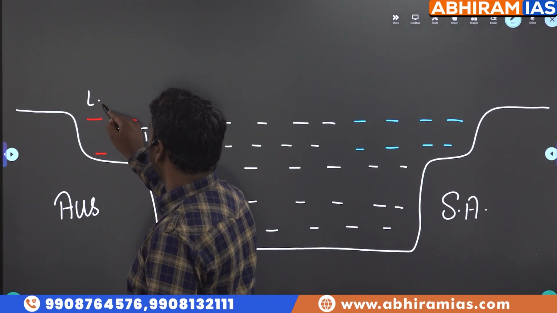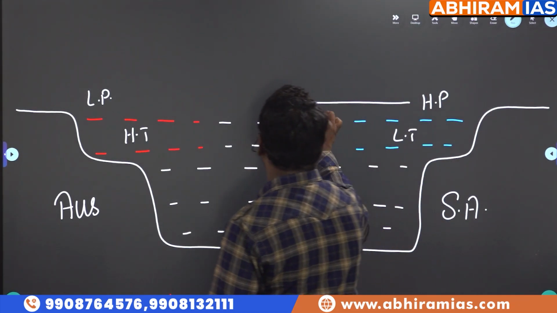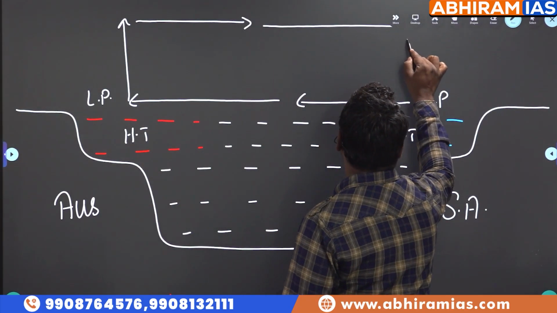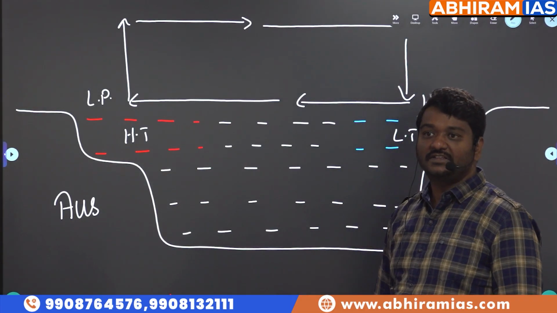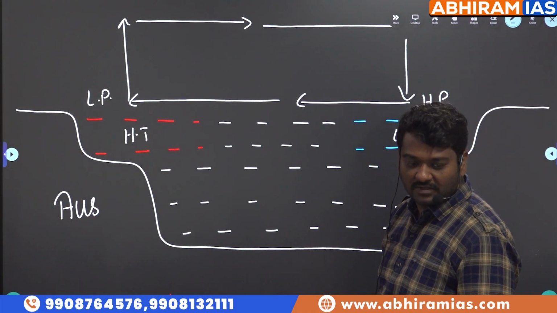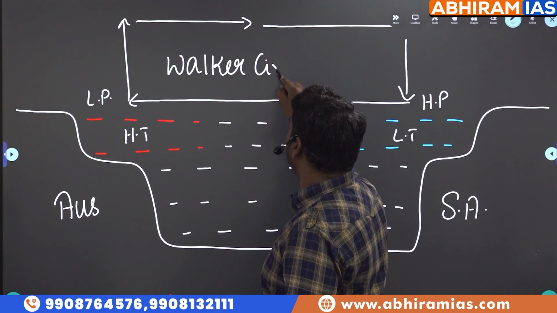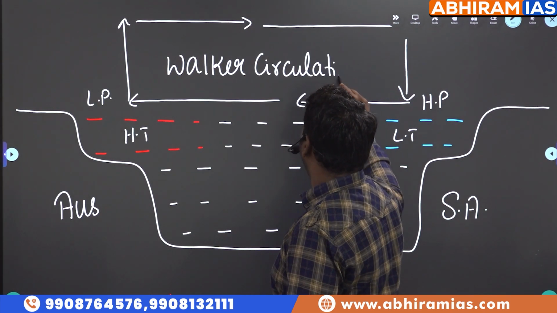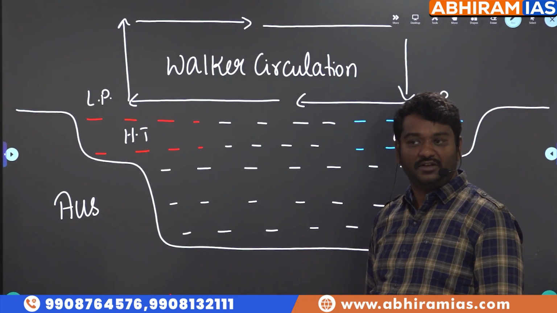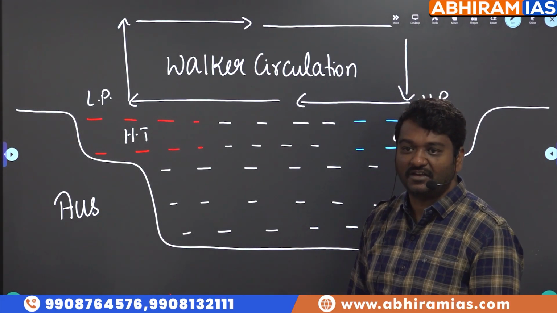High temperature leads to... low temperature leads to... Is there a circulation above? This is Walker circulation. Have you heard of El Nino, La Nina? Opposite of Walker circulation is El Nino, right? Within Walker circulation, if intensity increases, we call it La Nina.